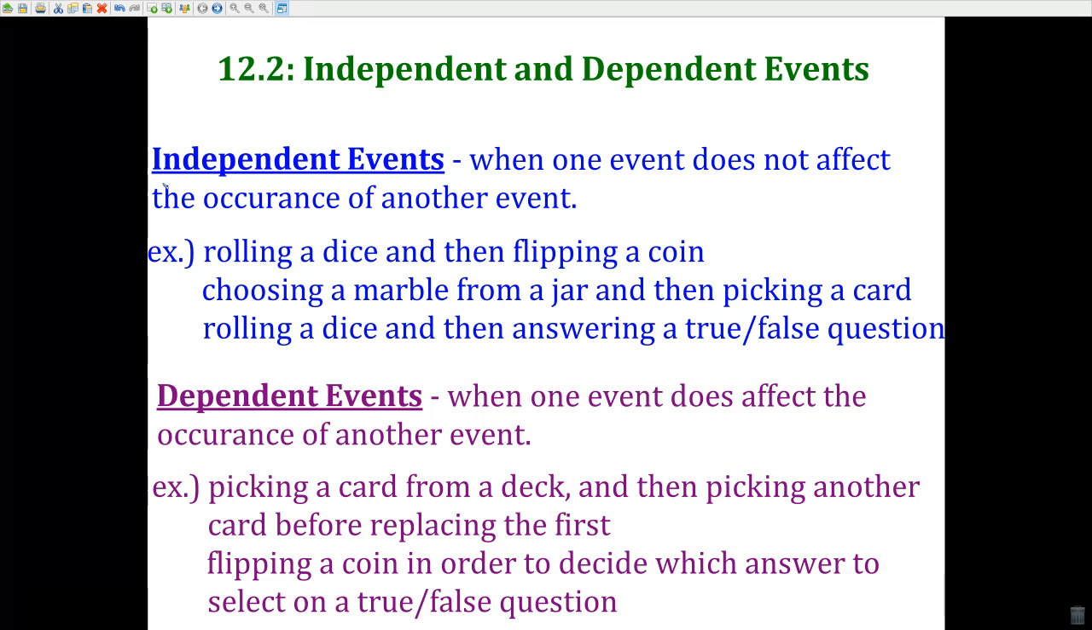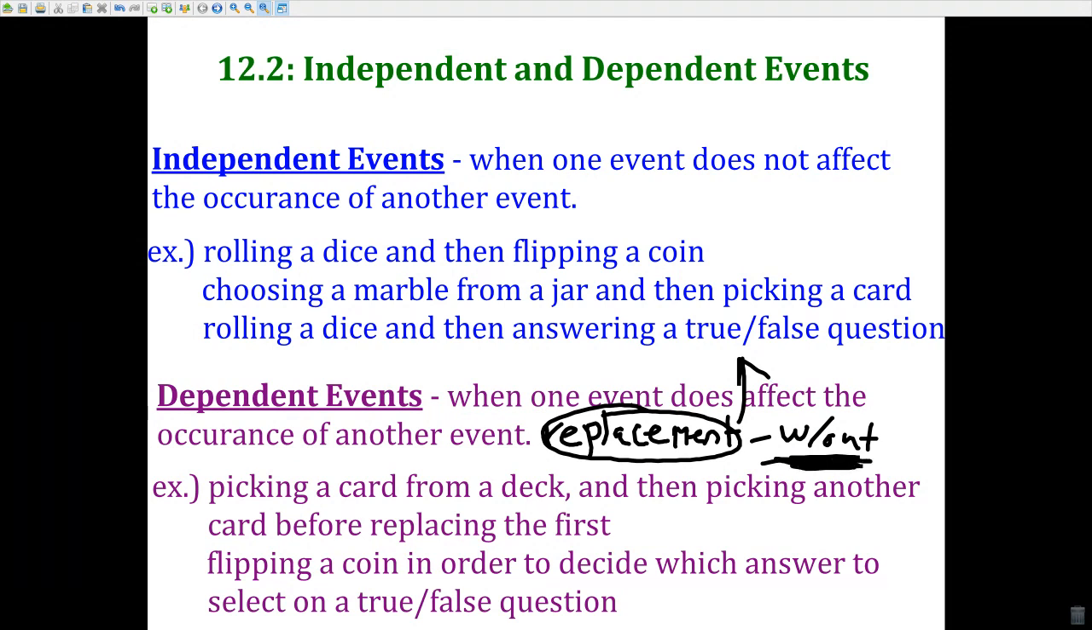And usually what you'll see is that it's going to involve replacement, and it's usually going to be without replacement. With replacement is going to infer that nothing changed, so it'll be an independent event. But when it's a dependent event, it's going to be without replacement. So when you pick up a card from a deck, then you pick up another card before replacing the first one. That's probably the most common one you'll run into.